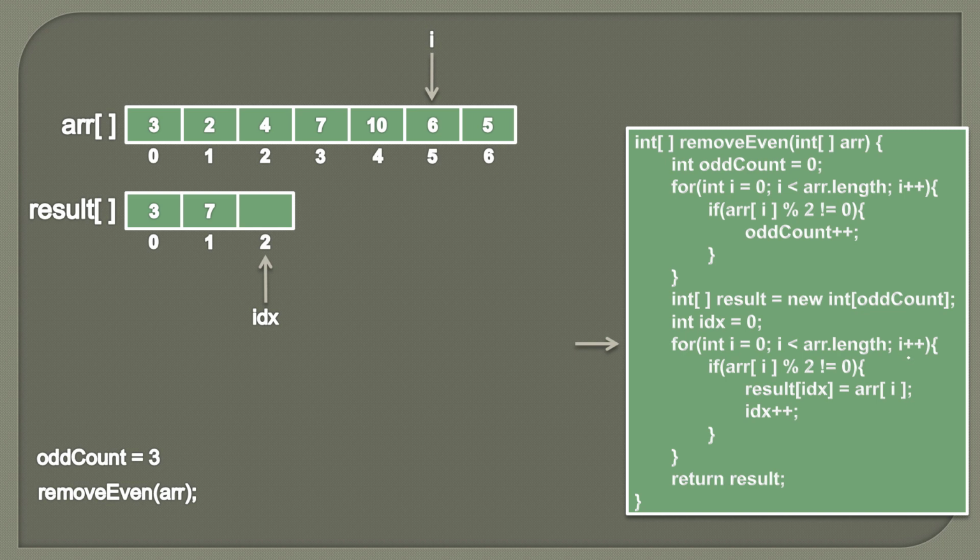We will increment I. 5 divided by 2 will give remainder as 1. So this condition comes out to be true because 1 is not equal to 0. It means we have found our third odd integer. So we will assign 5 to the result at this particular index, which is the second index. So 5 comes here and we will increment index.